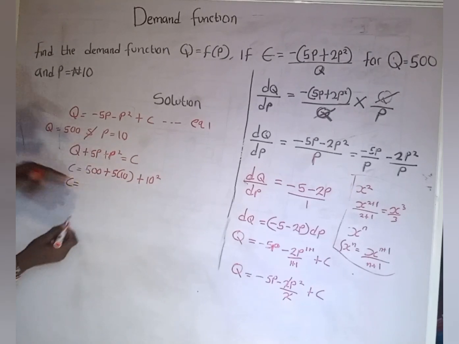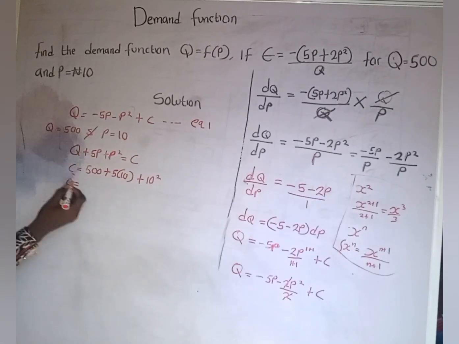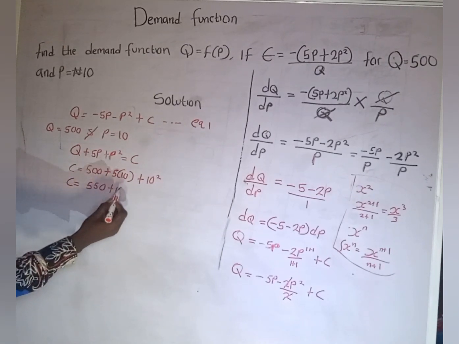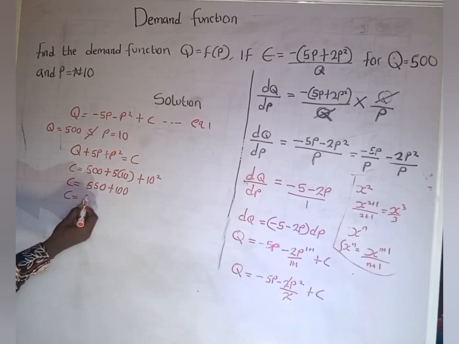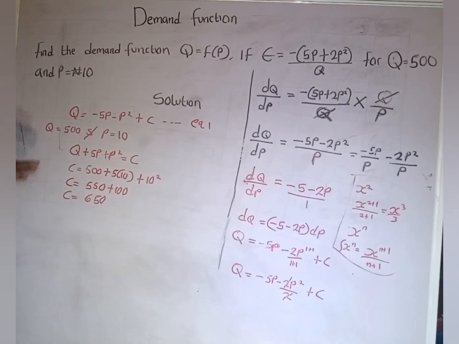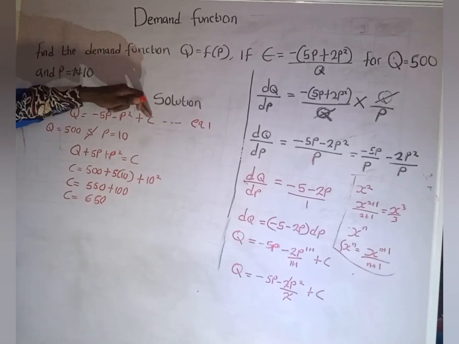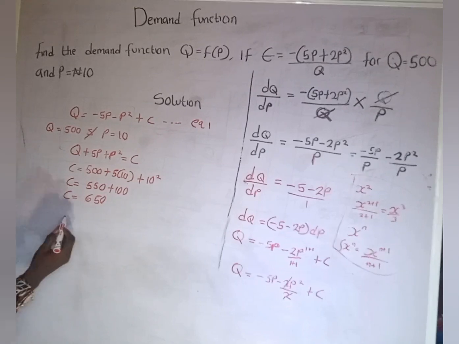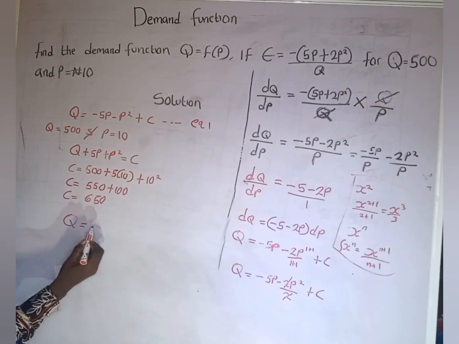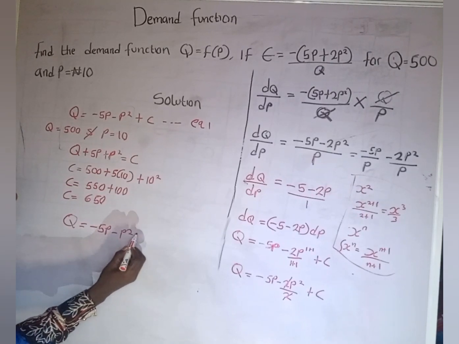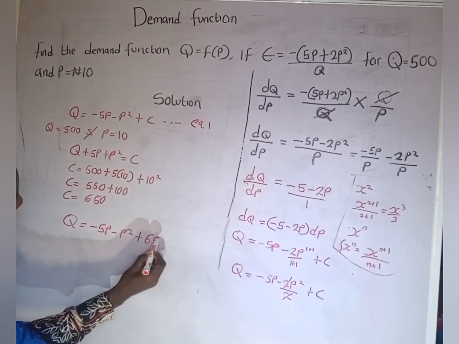500 plus 5 times 10 is 50. So 500 plus 50, that is 550. 550 plus 100, that is 650. c is equal to 650. So I have gotten the value of the constant. I got it from this equation. I know the value of Q, which is 500. I know the value of p, which is 10. I have gotten the value of the constant, which is what? 650. Now the required demand function is Q equals minus 5p minus p squared plus 650.